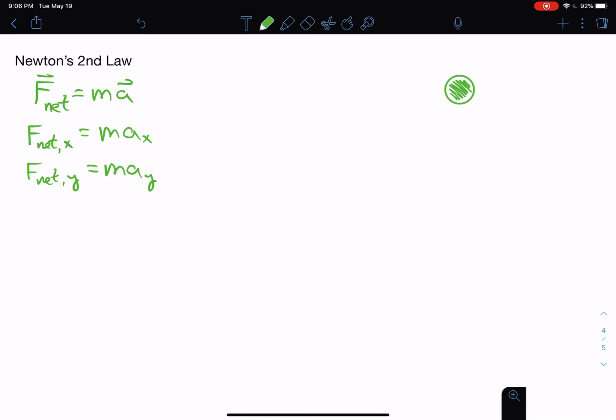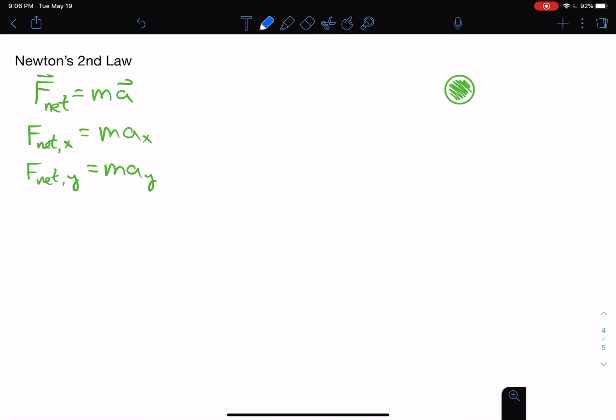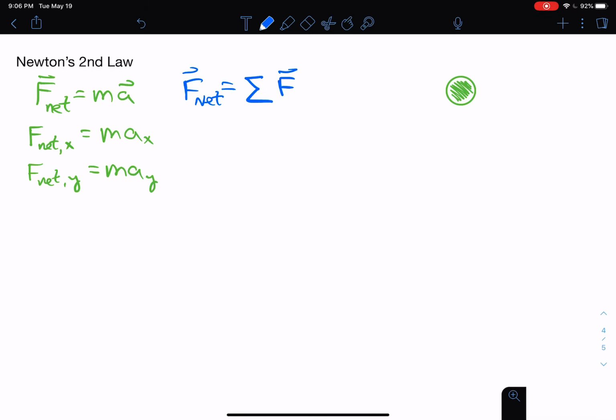When we say the net force, what we really mean is the total of all the forces acting on the object. So when I say the net force, what I just said was it's the total or the sum. That's a terrible sum. Let's do that again. There we go. The sum of all the individual forces acting on the object. So what we really want to be doing with Newton's second law is identifying all the individual forces acting on the object and accounting for those in Newton's second law.